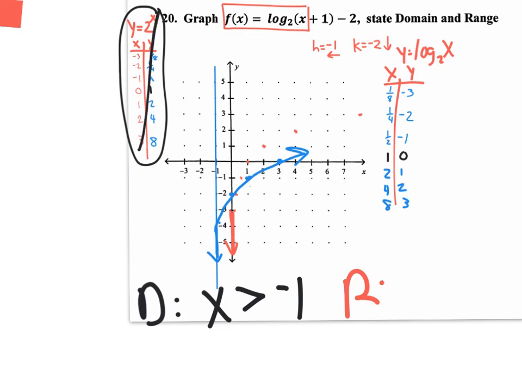And now how about the range? The range are your y values. Now, if you look at the y values, does this blue graph go down forever? Yes. Does it go up forever, even though it curves? Yes. So what do we say about the range? All real numbers. Ladies and gentlemen, we're going to have one of these exact questions on the test. So make sure you understand how to do this. Good luck.